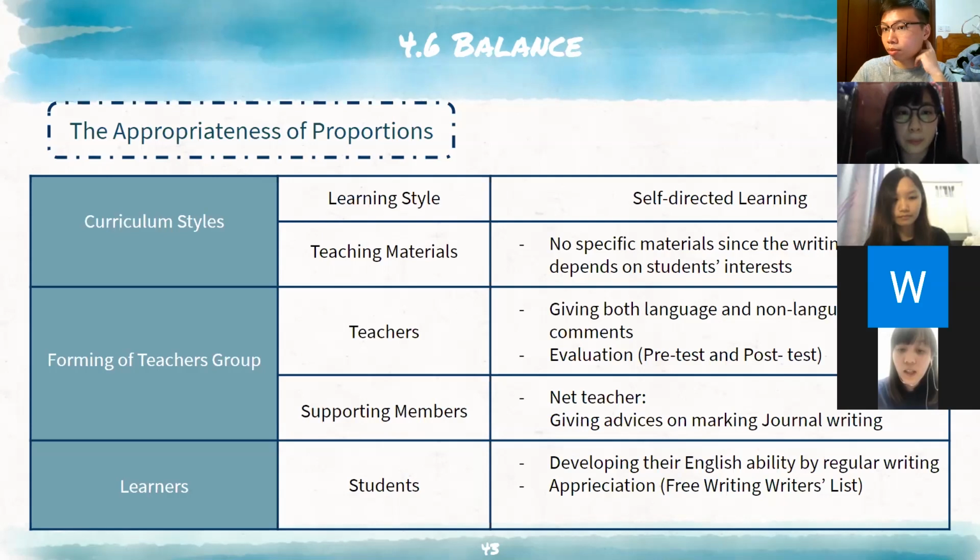Students are the main audience of the curriculum. They develop their English ability by regular writing. At last, students can receive appreciation from the school. If they can reach a certain word count, they will be included in the free writing writers list. Next page.